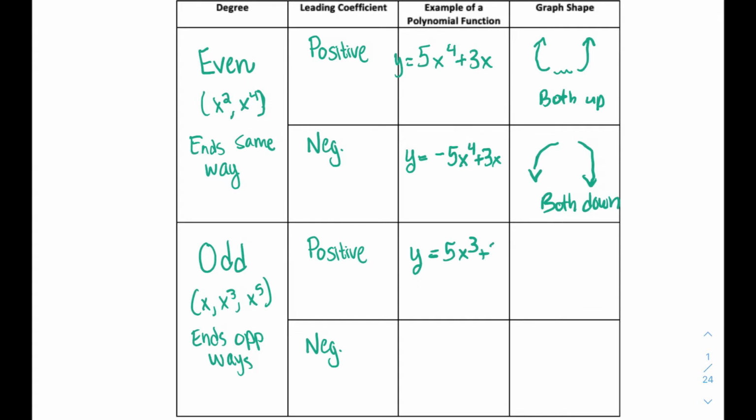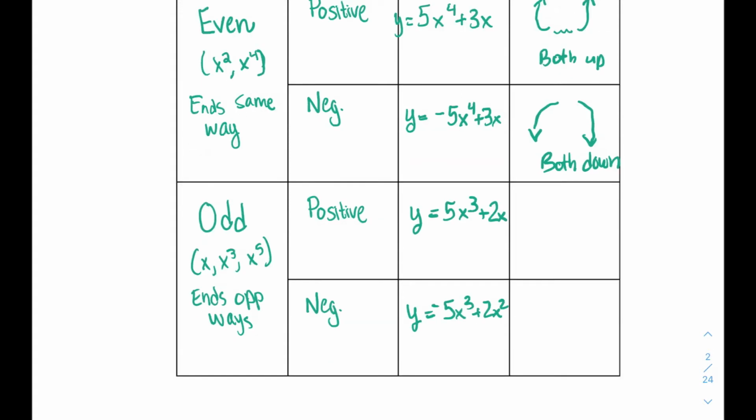An odd degree polynomial with a positive leading coefficient would be something like that. And one with a negative leading coefficient, let's just switch it to negative 5x cubed. We'll throw a plus 2x squared on there. If it's a positive leading coefficient, it's going to go upwards as you go towards the right, so you'd say it's upwards on the right side, down on the left side.